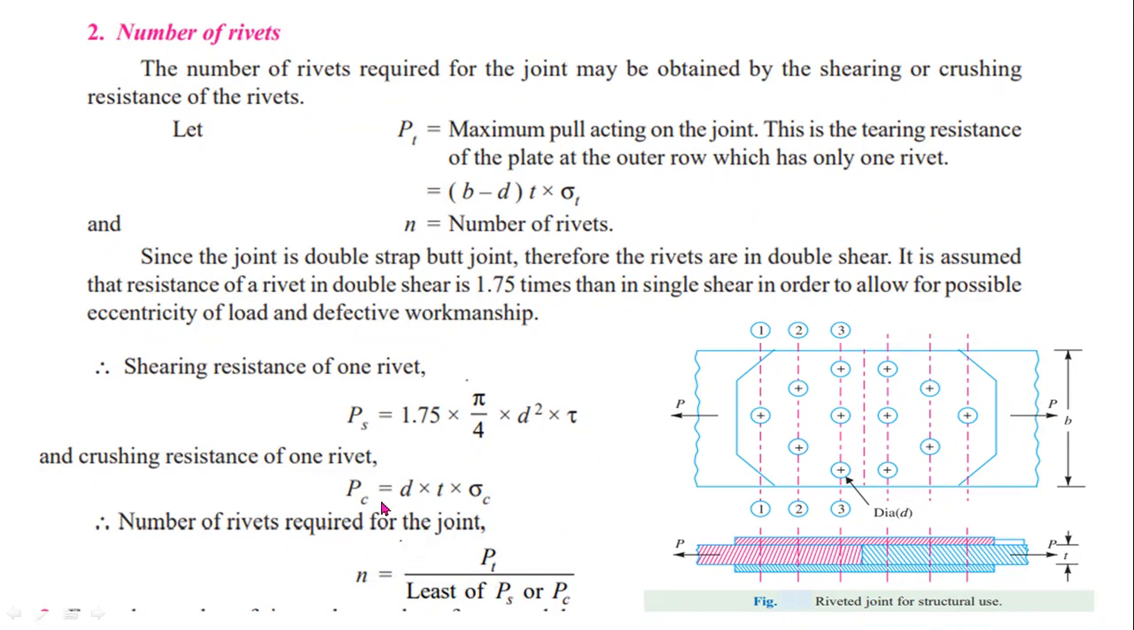From the tearing strength, shearing strength, and crushing strength, you have to determine the value of n. n equals tearing strength divided by the least value of shearing or crushing, that is, the least value of PS and PC. This is the formula for the number of rivets required.